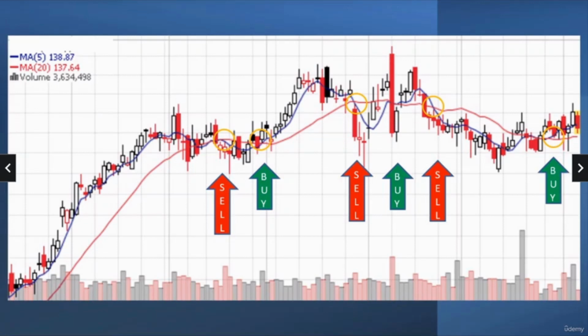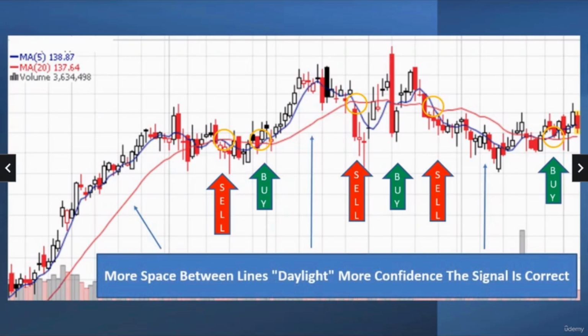by looking at a moving average crossover versus price crossing over a moving average line. In addition, if you see more space, or what you call daylight, between the two lines, you'd have more confidence that the signal is correct. If we look over at the far left, where the arrows point, and the other two areas as well, there's a lot of daylight, a lot of space between the blue and the pink line.